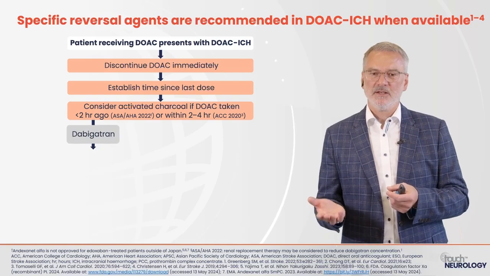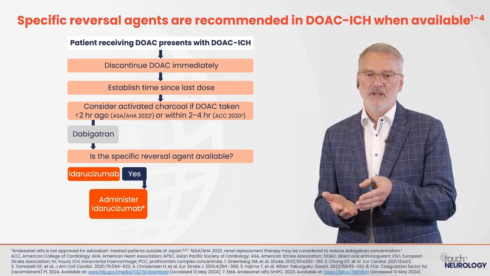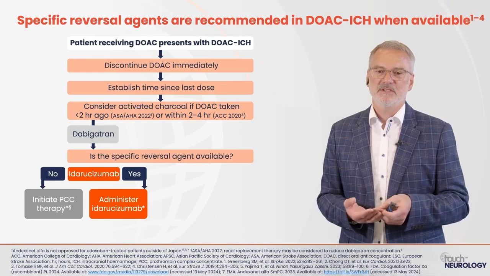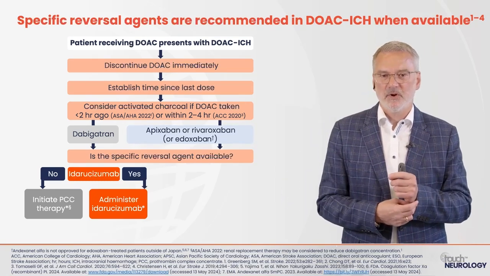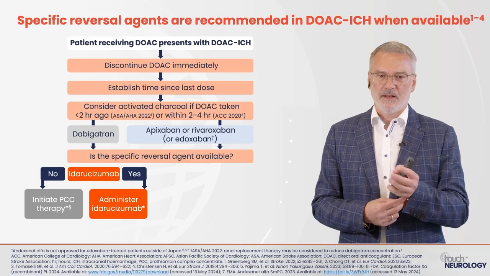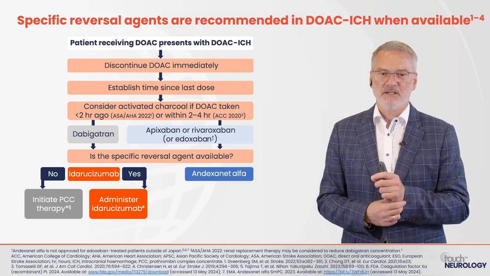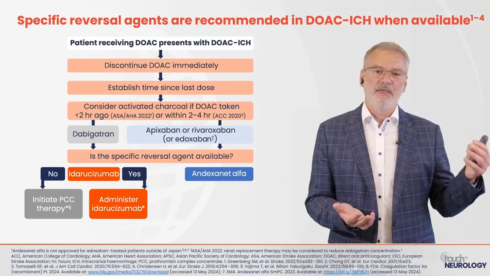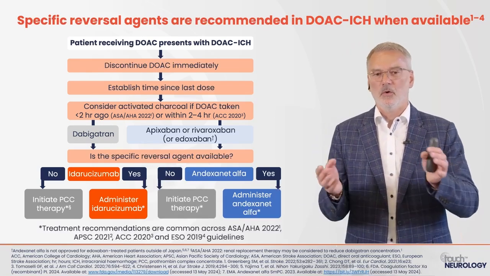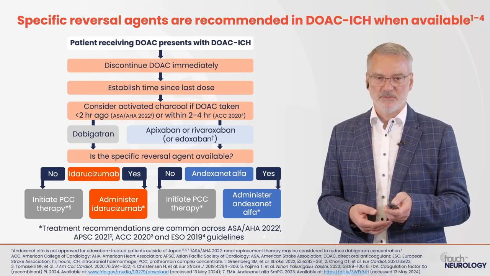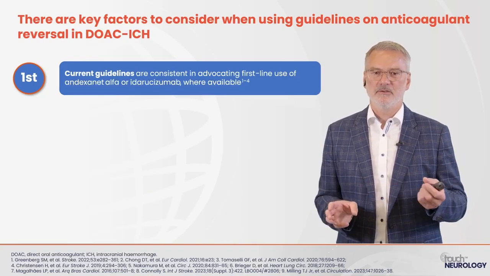If the patient is on dabigatran and if a specific reversal agent such as idarucizumab is available in your hospital, this is the way to go according to the guidelines. If the answer is no, idarucizumab is not available, then PCC is the recommended strategy. If the DOAC is apixaban or rivaroxaban, and I would put edoxaban here in brackets because, as of now, andexanet alpha use is only approved in Japan for edoxaban-treated patients. But if the patient is on one of these factor Xa inhibitors and andexanet alpha is available on your site, then this is the way to go, according to these guidelines. Very consistent recommendation. If you don't have access to andexanet alpha, or if there are contraindications to it, you should consider PCC treatment for the patient. They are consistent in advocating first-line use of andexanet alpha or idarucizumab where available.